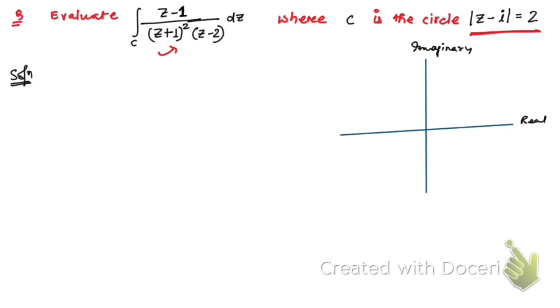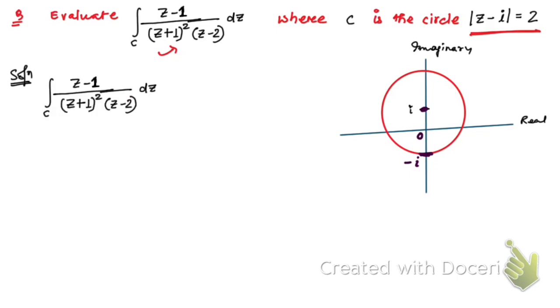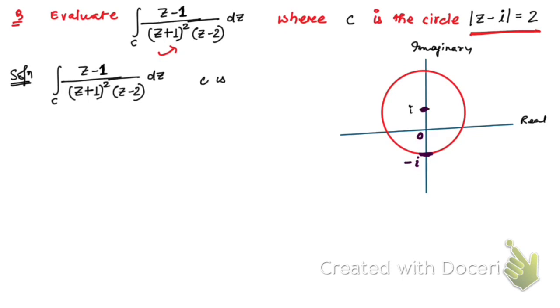Now here we have z minus i, so plus i is going to be the center of the circle and the radius must be equal to 2. So this is the circle, here is the center and the radius is 2. That means this is 0 and this must be minus i, then this radius will be equal to 2. Hope you have understood this. Let me write the integral first. This is the given integral and the circle C is mod of z minus i equal to 2.